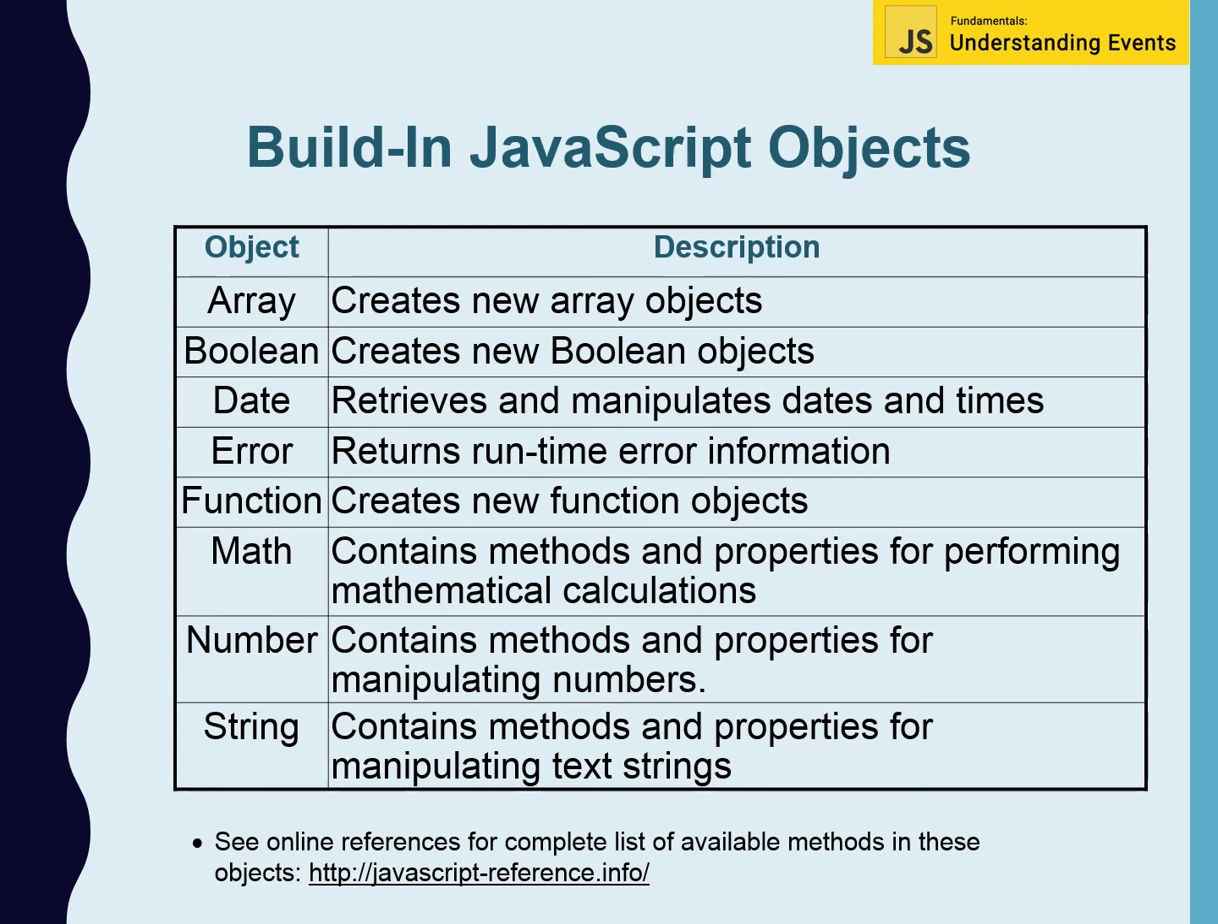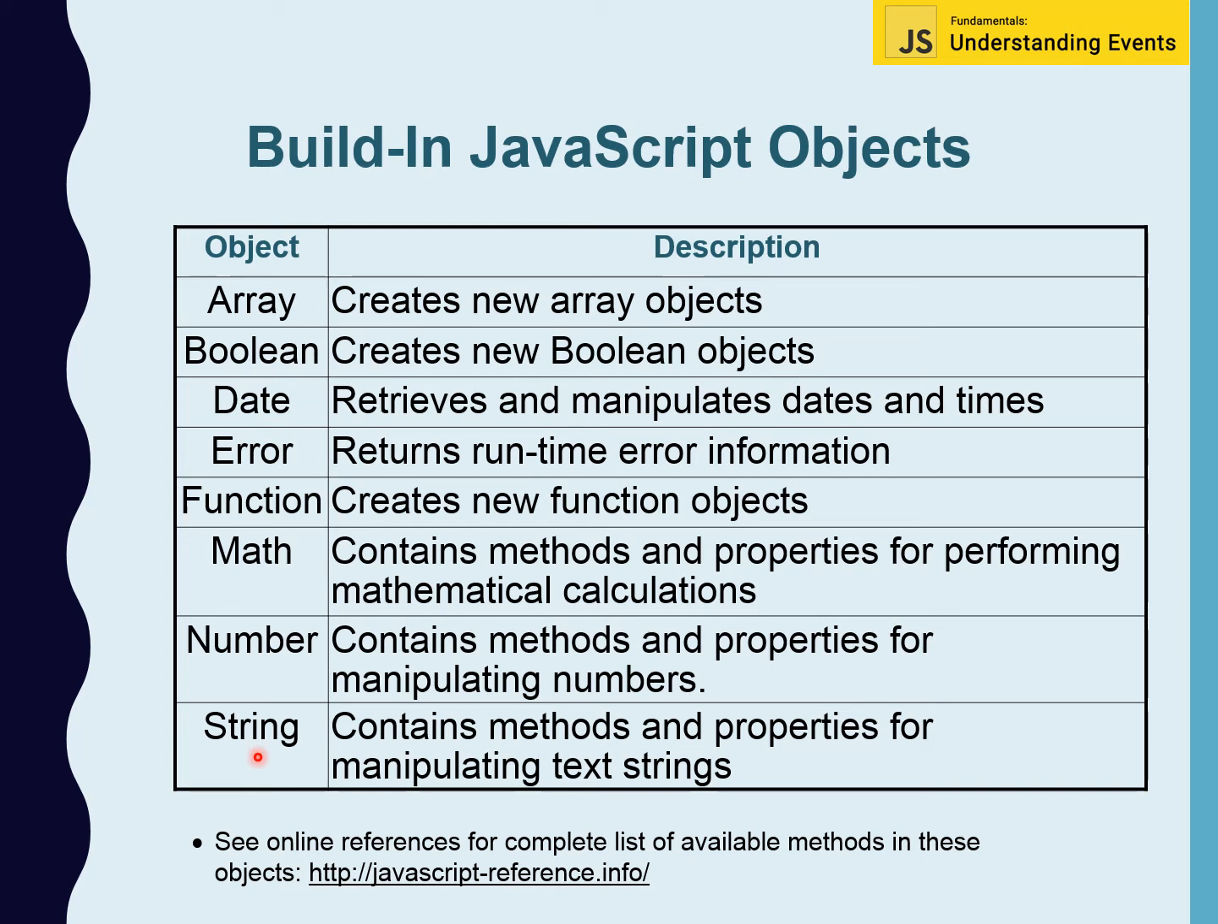Then math is there, which contains methods and properties for performing mathematical calculations. Then number is there, which contains methods and properties for manipulating numbers. String is there, which contains methods and properties for manipulating text strings. So these are the objects that are available in JavaScript: array, boolean, date, error, function, math, number, string.